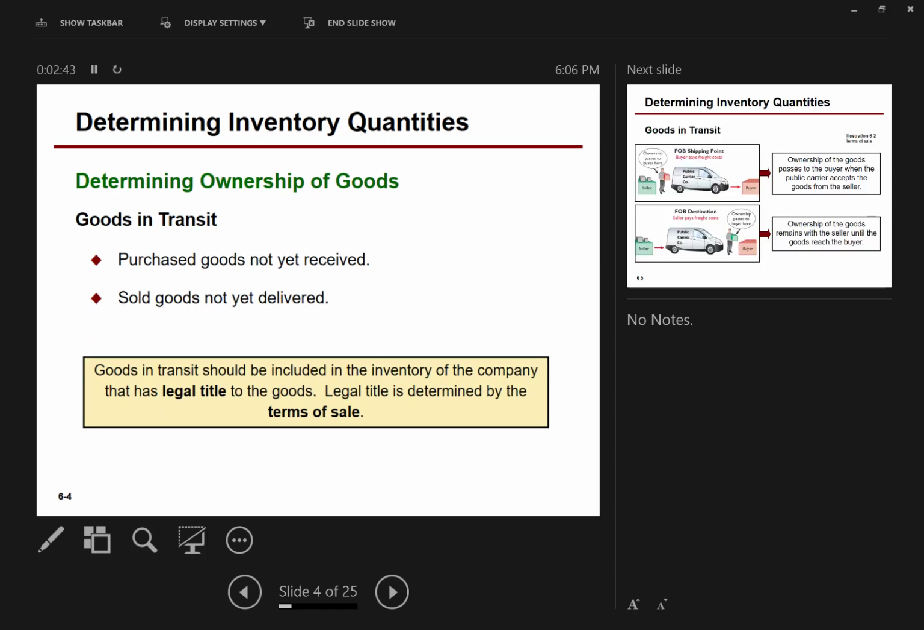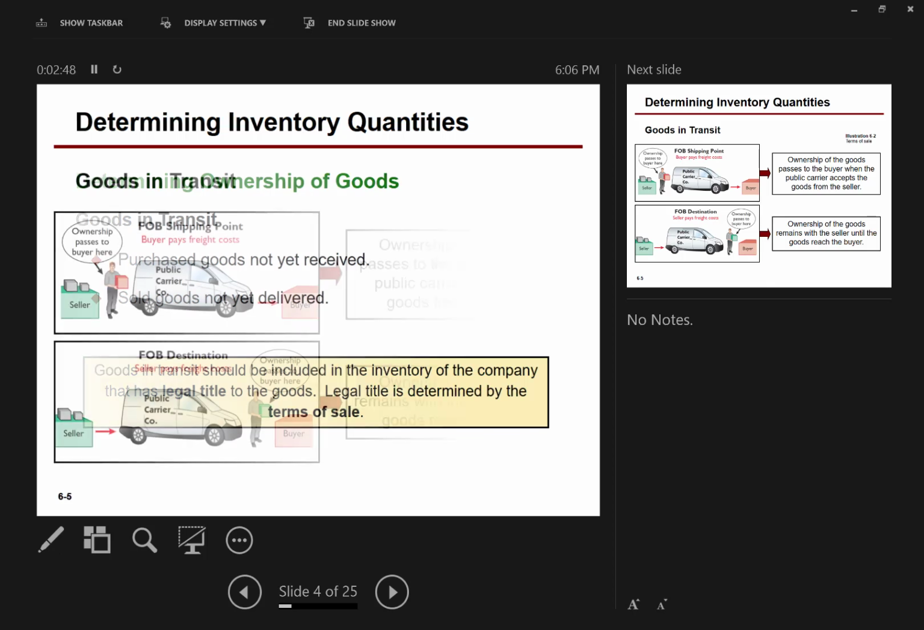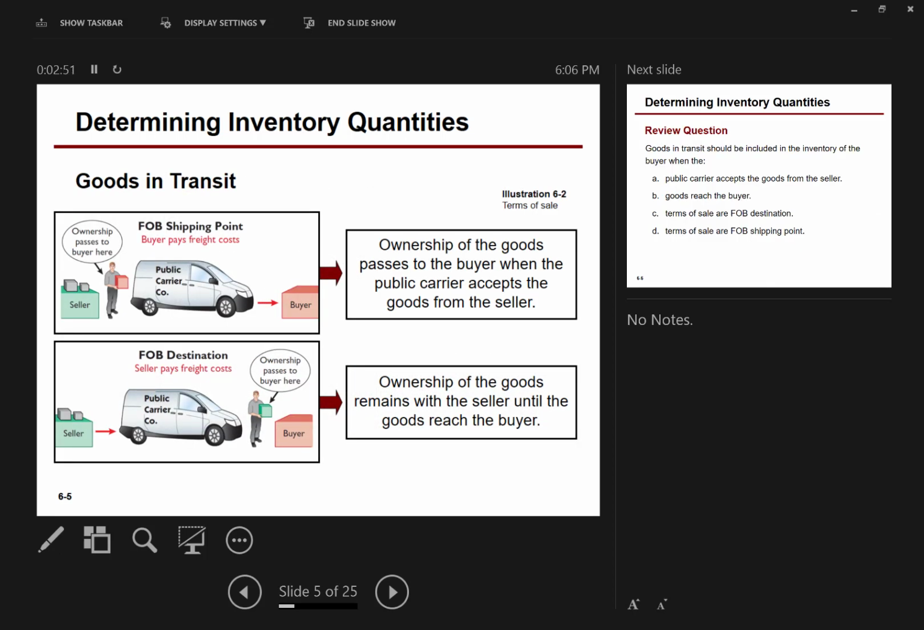Now, if we have goods in transit, we need to determine ownership. Remember we said last time that with free on board shipping point, title transfers as soon as the goods are picked up by the common carrier. Those items would be included in the purchaser's ending inventory, even if they were picked up on December 28th and didn't arrive until January 5th.